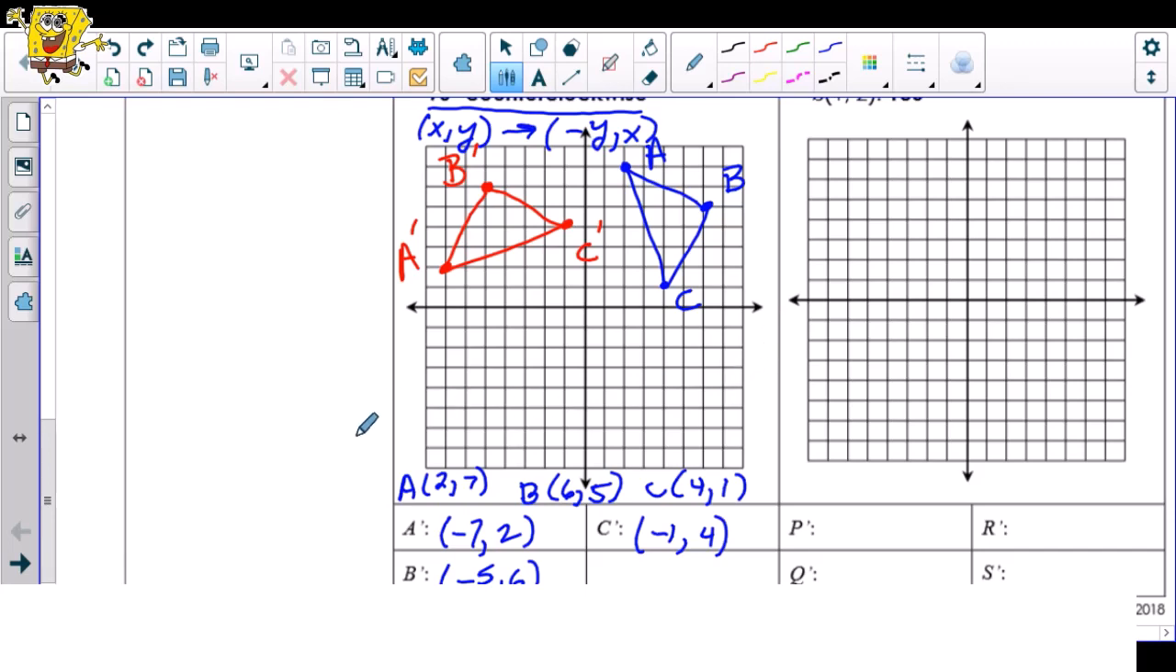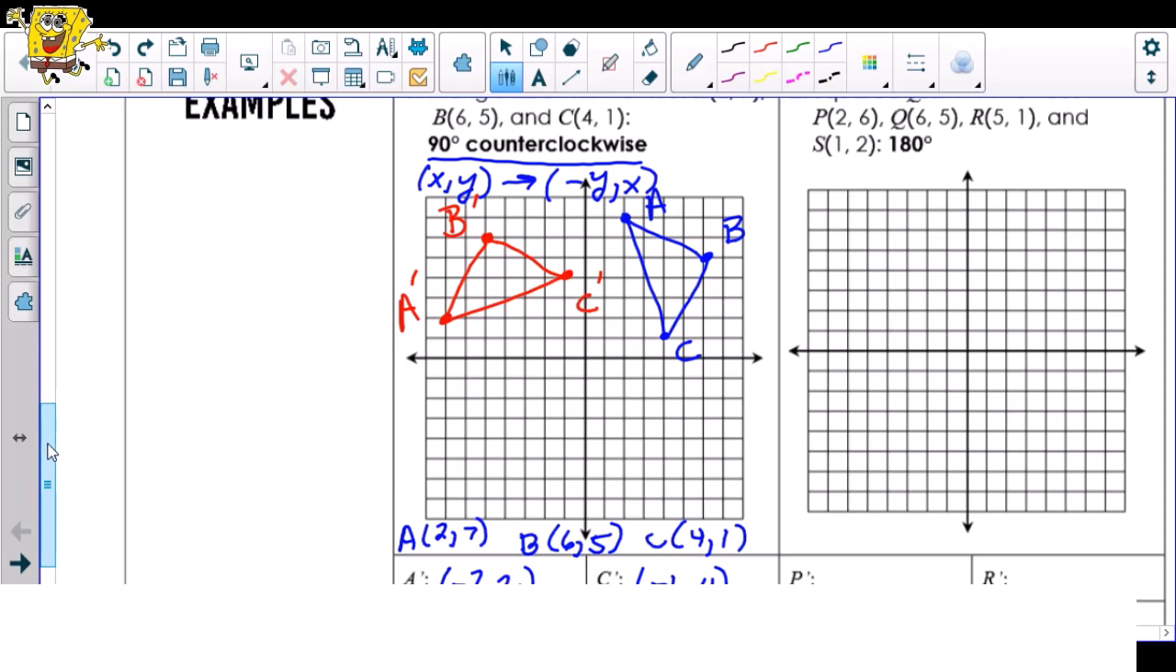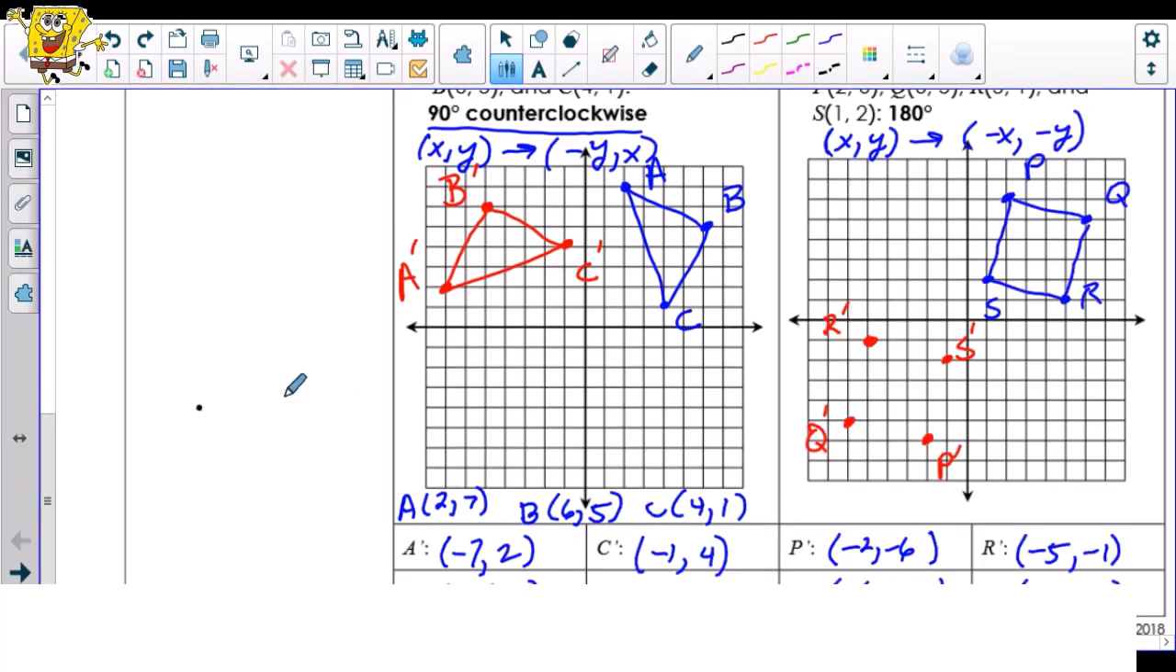Okay, so I want you to pause the video and do number 2 on your own, and then we'll come back and see how you did on that. Okay, so if you got number 2 done, it should look something like this, where you connect the points. And so we took the pre-image, the PQRS, and we rotated it around the origin 180 degrees, and it's down here. So hopefully you followed that rule and you got that done.